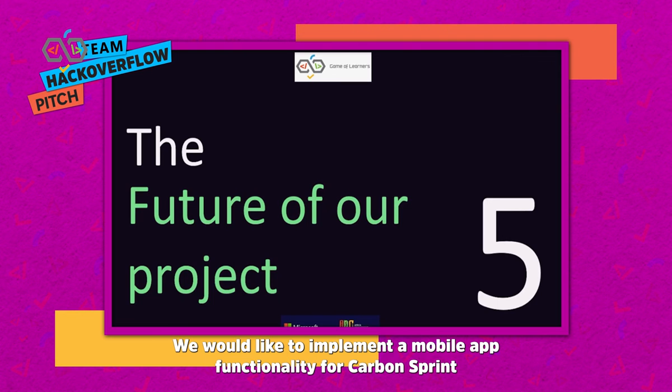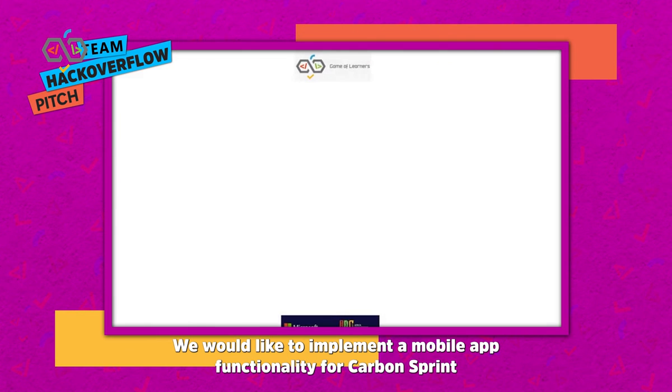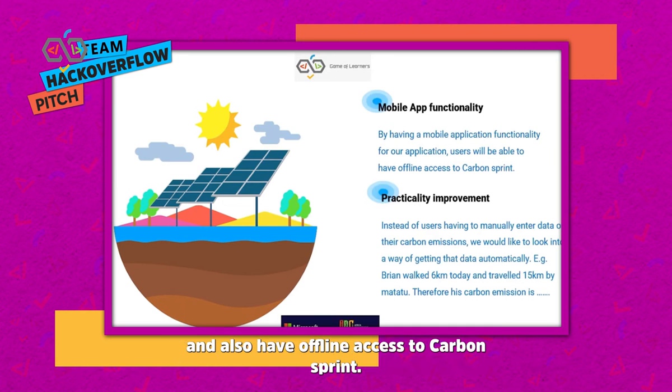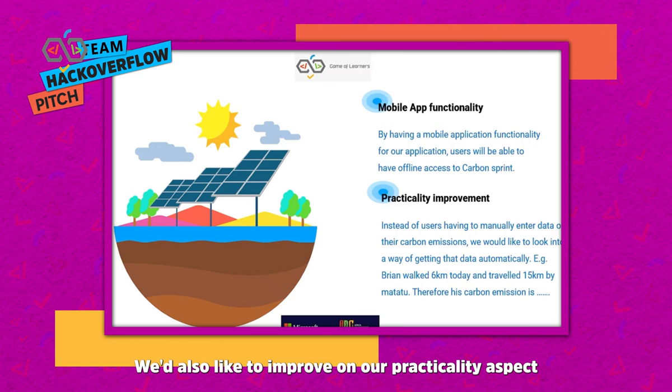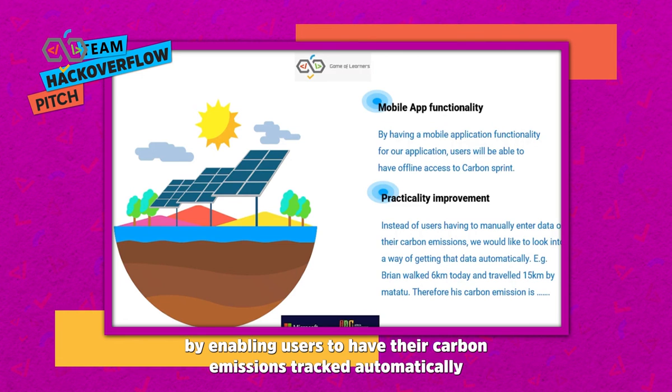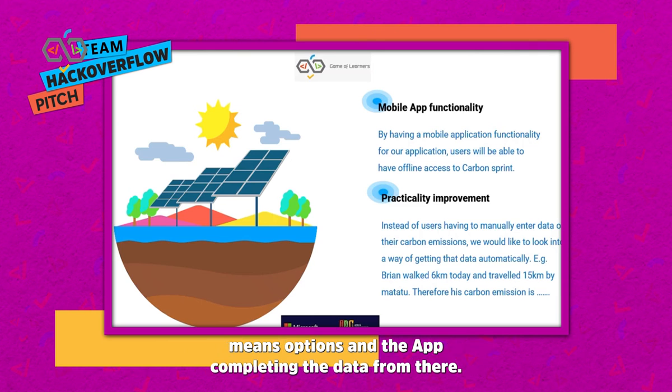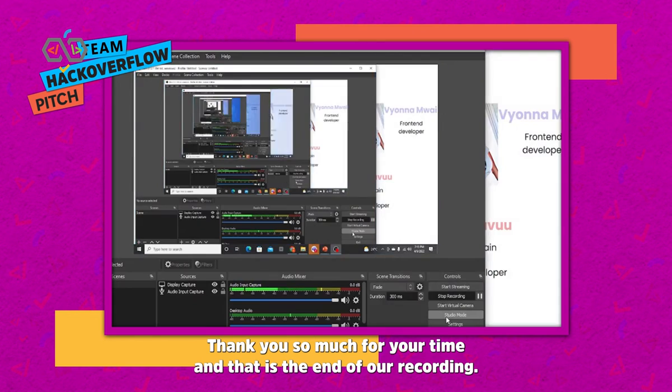In the future, we would like to implement a mobile app functionality for Carbon Sprint that will allow users to have a more personalized experience and also have offline access to Carbon Sprint. We'd also like to improve on our practicality aspect by enabling users to have their carbon emissions tracked automatically rather than having them key in the data manually on their different transport options and calculating the data from there. Thank you so much for your time, and that is the end of our recording.